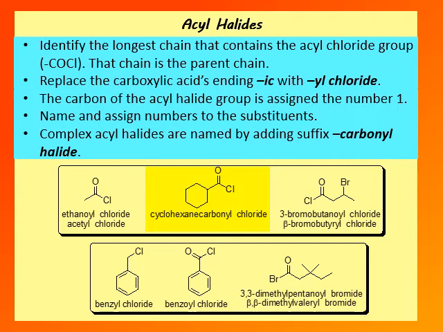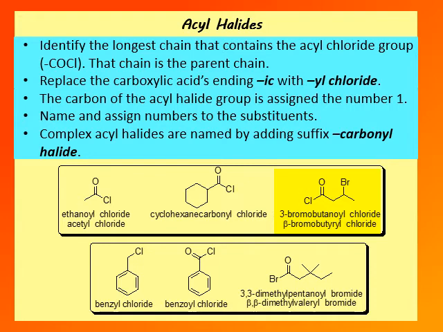Here is an example of a more complex acyl chloride. So then we use the carbonyl suffix. So this is cyclohexane carbonyl chloride. And here is an example of acyl chloride with a substituent. So on carbon 3 we have a bromine atom as substituent, and this is a 4-carbon acid, so butanoic acid. So when we name it as acyl chloride, it's 3-bromo-butanoyl chloride.